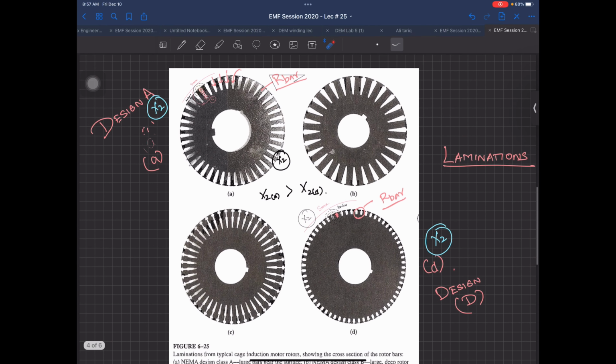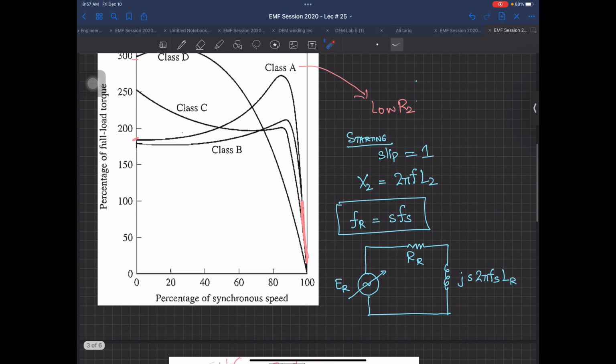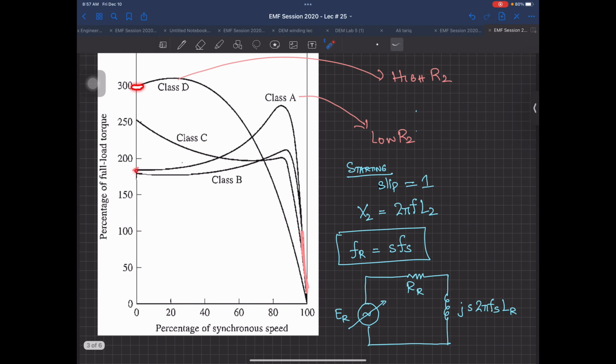But if you compare this with your design class D, here your X2 is very, very small. So even at slip equal to 1, the effect is not going to be that prominent. And that's why you can see that you have a very large increase in your starting torque. X2 is already low, slip becomes 1, still it's very small. So you are getting a very substantial increase. Why? Because your R2 resistance is controlling the starting torque.